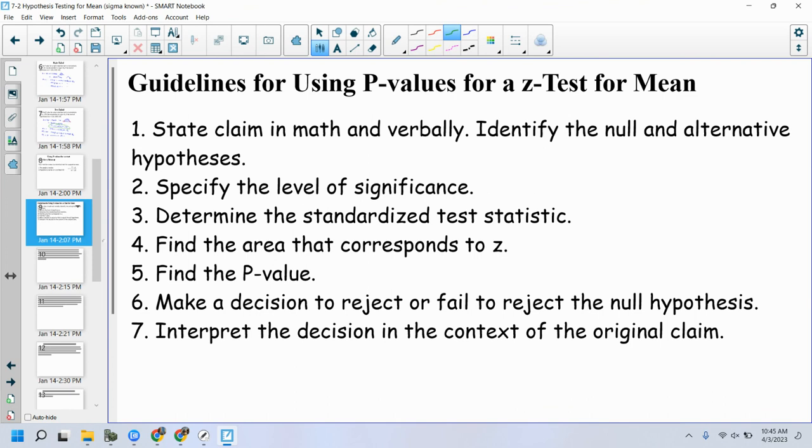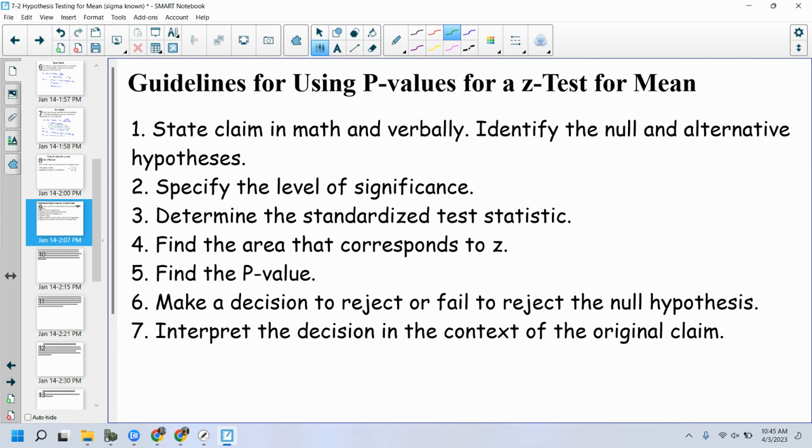Next, it's all decision making. Find the area that corresponds to Z. Go to your table. Done. Check. Found the area. Next step. Find the p-value. Are you just going to use that exact same value, or do you have to use 1 minus, or 1 minus times 2, whatever it may be, left tail, right tail. Next step, make your decision. I want to see the statement fail to reject or reject.